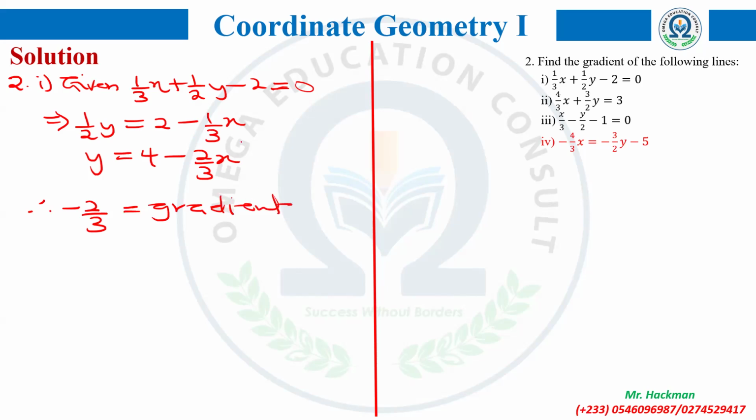Those of you who would want to clear the fraction, you have to multiply through by the LCM, which is what? 6. You end up getting the same result anyway as the gradient. Point well made.